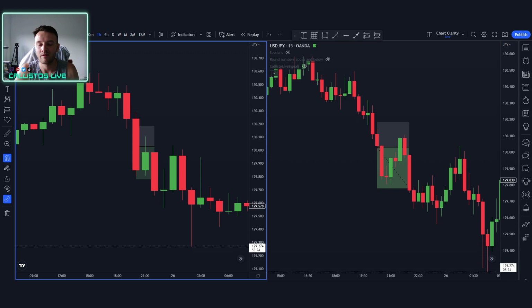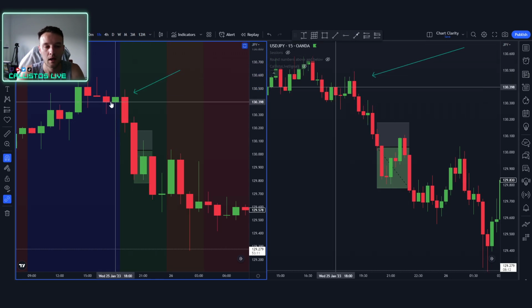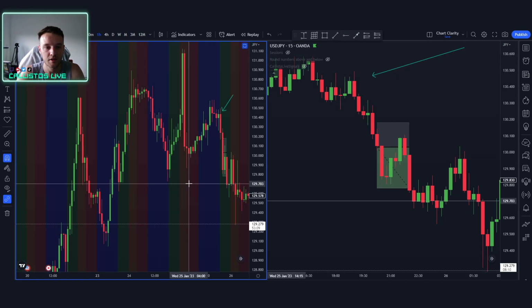Today we're just going to be going over a trade that I took yesterday on USD JPY. So you can see here, if I turn on my sessions indicator, this was the London open candle right here. You can see that for the day.